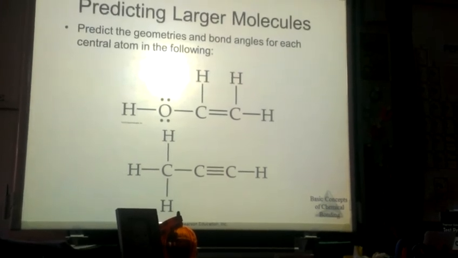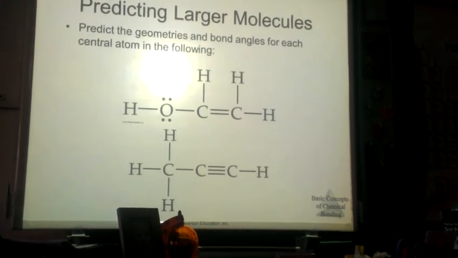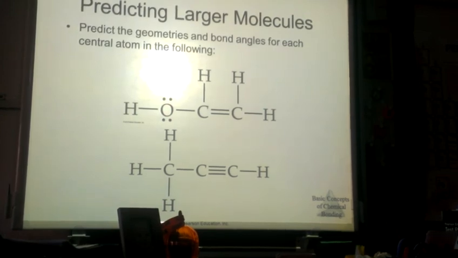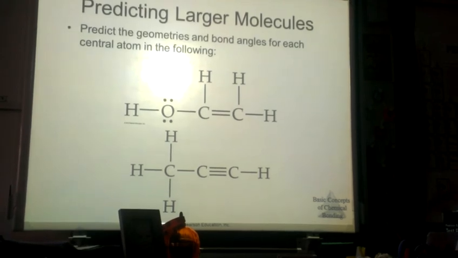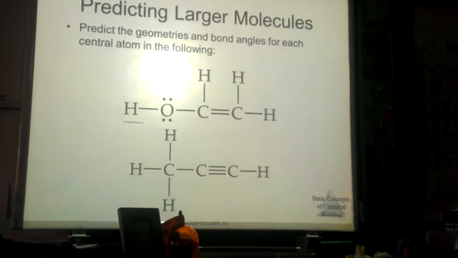Okay, so let's predict the geometries and bond angles for each central atom in the following. So in the first one, if I'm looking at this one, let's just do the first one together. So if I'm looking here, let's do oxygen first. It's going to be the same thing as it was in the last one. It should be a tetrahedral electron domain geometry with a bent molecular geometry.